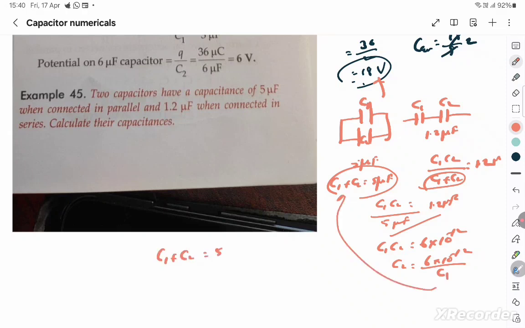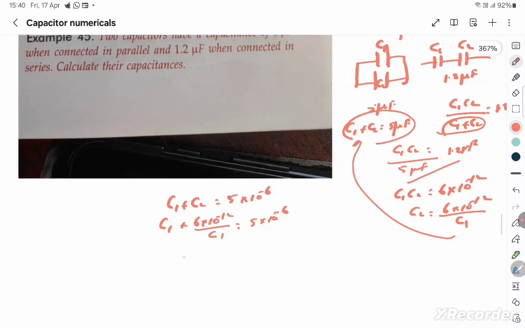C1 plus C2 is equal to 5 microfarad, so C1 plus 6 into 10 to the power minus 12 by C1 is equal to 5 into 10 to the power minus 6. So you get a quadratic equation. When you take the LCM, C1 square plus 6 into 10 to the power minus 12 is equal to 5 into 10 to the power minus 6 into C1. So it's C1 square minus 5 into 10 to the power minus 6 C1 plus 6 into 10 to the power minus 12 is equal to 0.